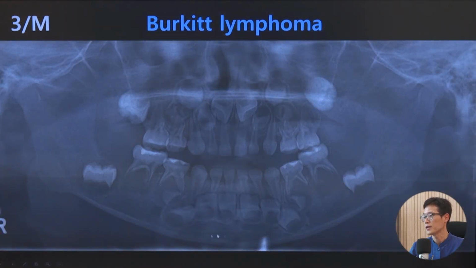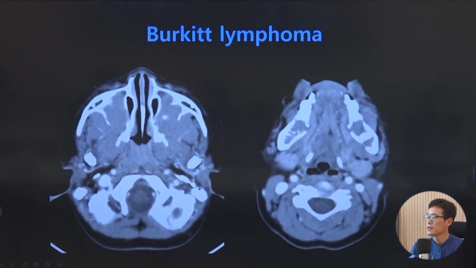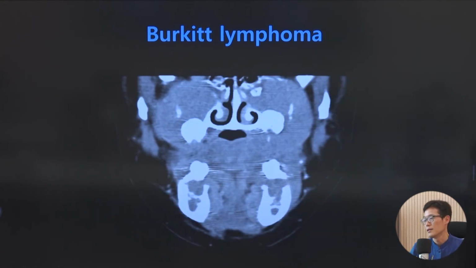What pathological findings do you see on this panoramic radiograph? We can see loss of lamina dura on primary molar teeth and loss of follicular cortex of permanent first molars and primary molars. These are the CT images of the same patient. We can see minimally enhancing lesions occupying the bone marrow space of the maxilla and mandible, and also we can see the destruction of the maxilla and mandible. This was a Burkitt lymphoma.